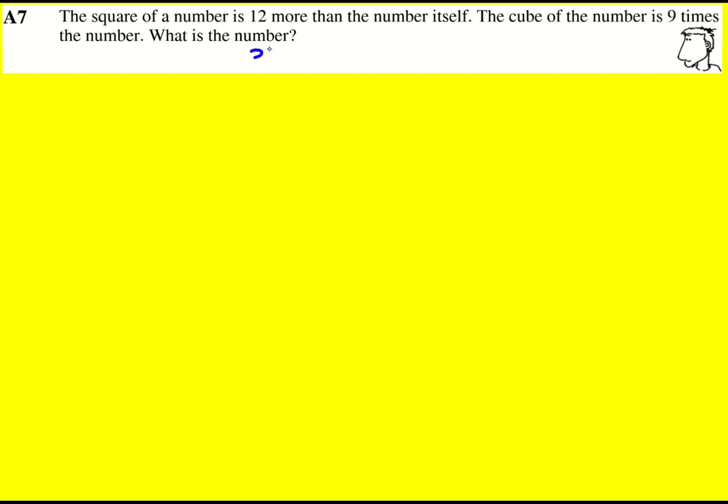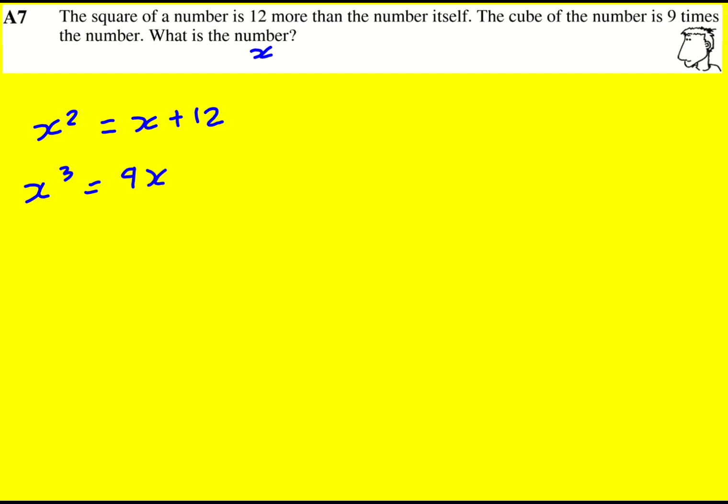Let's call the number that we're trying to find x. Then the square of it is 12 more than the number itself. So I can write down x squared is x plus 12. And the cube of the number, so that's x cubed, is 9 times the number.